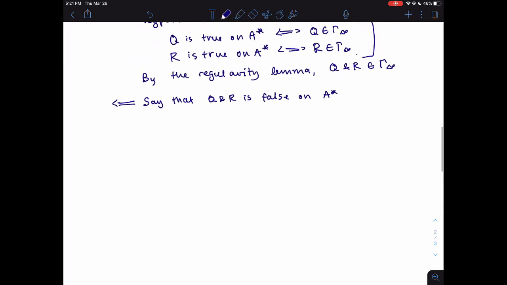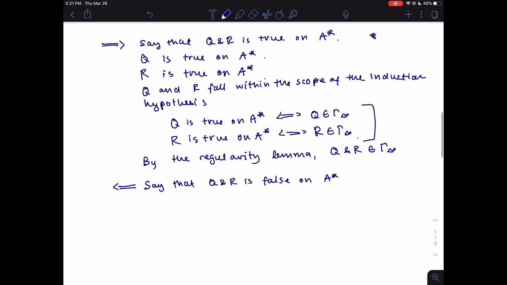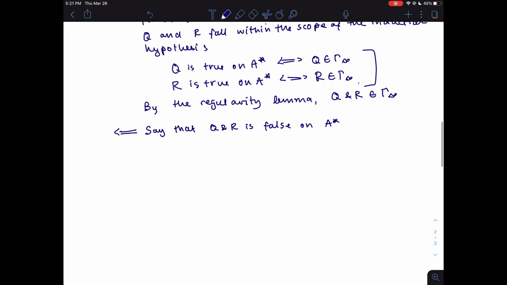And every time you do a case for one of the logical connectives, it's going to be the same thing. In the first scenario, you assume that the sentence is true, and in the second scenario, you assume that the sentence is false. So say that Q and R is false on A star. Then by the definition of the ampersand, we know that either Q is false on A star or R is false on A star. And again, we know that by just the definition of the ampersand.